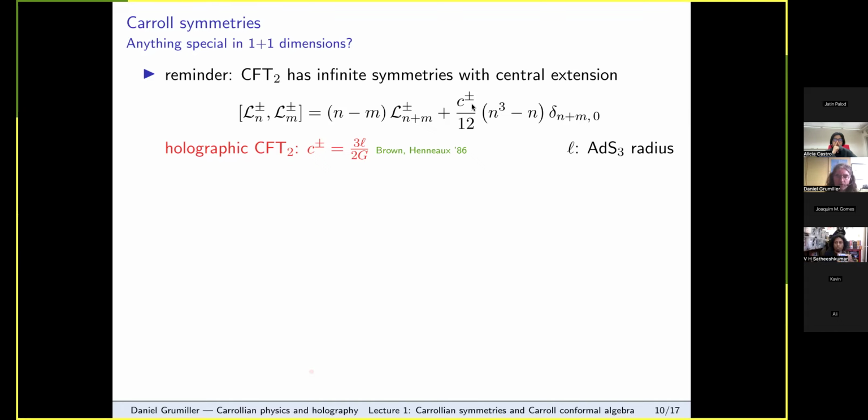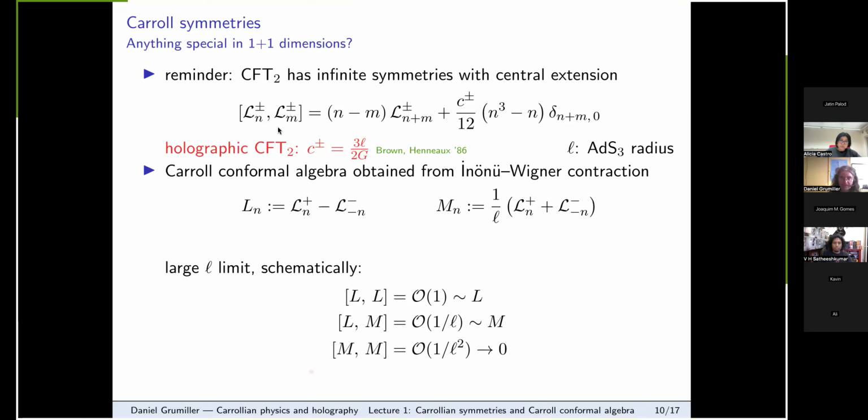And in a holographic context, the values of the central charges were first calculated in this famous work by Brown and Henneaux 40 years ago. There the central charges are given by 3L over 2G, where G is Newton's constant, and L is the AdS3 radius. And on this slide, I address what happens in the Carrollian limit. So let's take this limit.